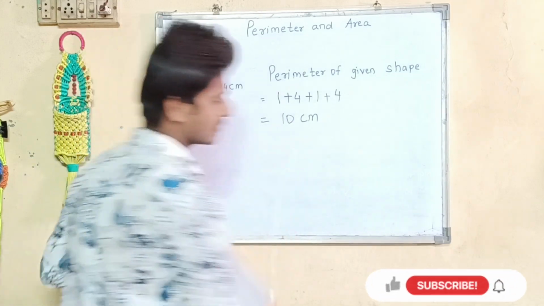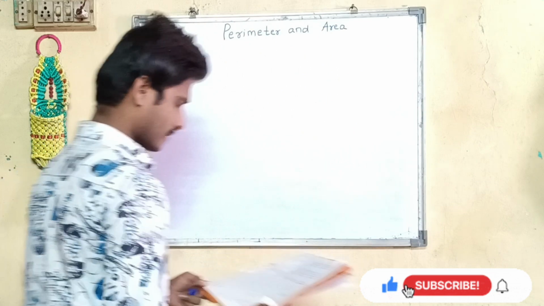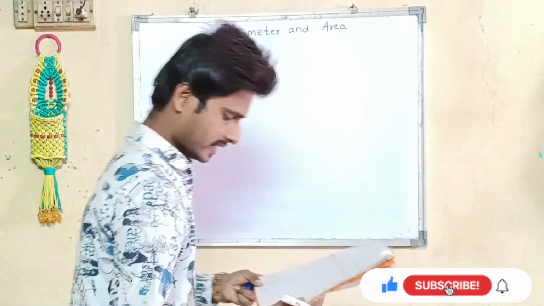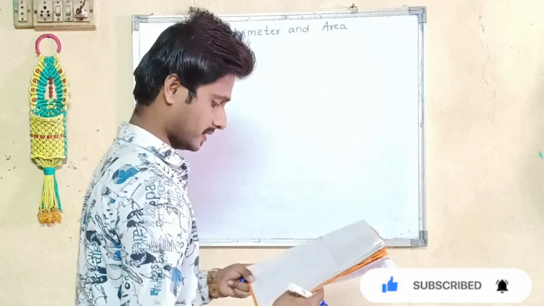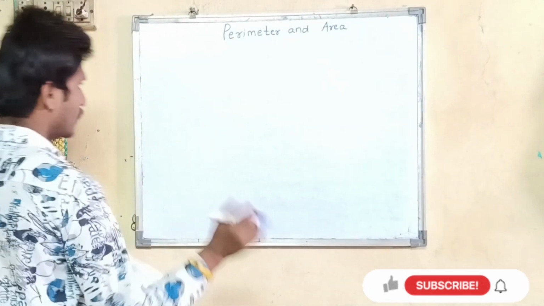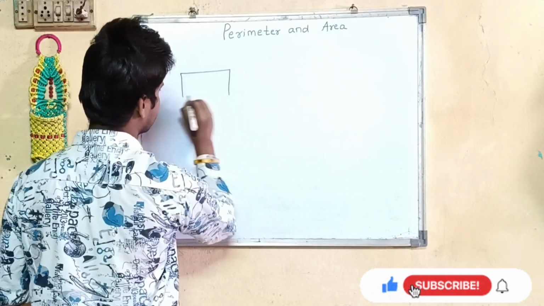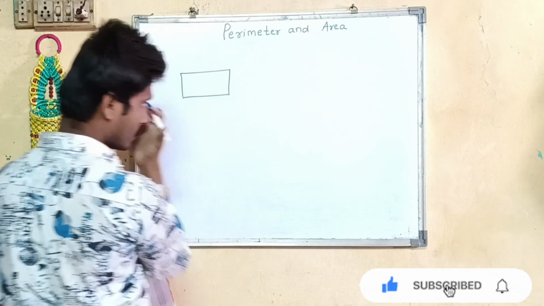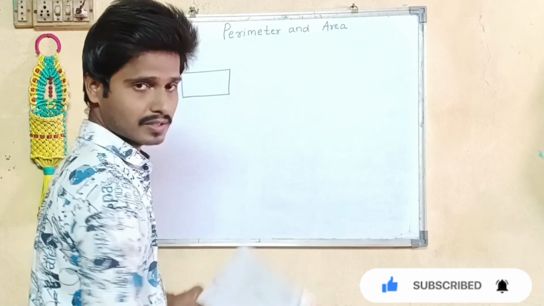Now I will solve the second sum for you. What is given? The sides of a rectangular field are 150 meter, 120 meter, 150 and again 120 meter. As it is a rectangular field, two sides will be the same. So I will draw it for you. A rectangular field means it will be in a rectangular shape. Two of the given sides are 150 meter and two of the given sides are 120.